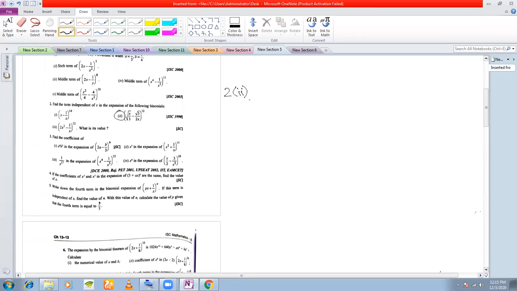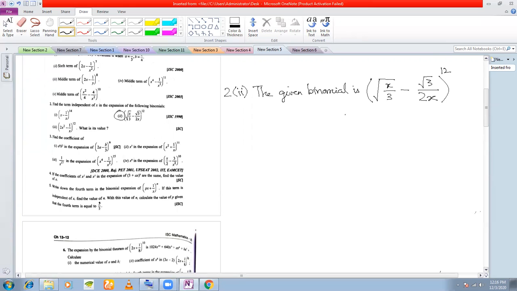What do you mean by independent of x? Independent of x means there's no x in it, only a number is there. The given binomial is square root x by 3 minus root 3 by 2x whole to the power of 12. You need to find the term that is independent of x in this.